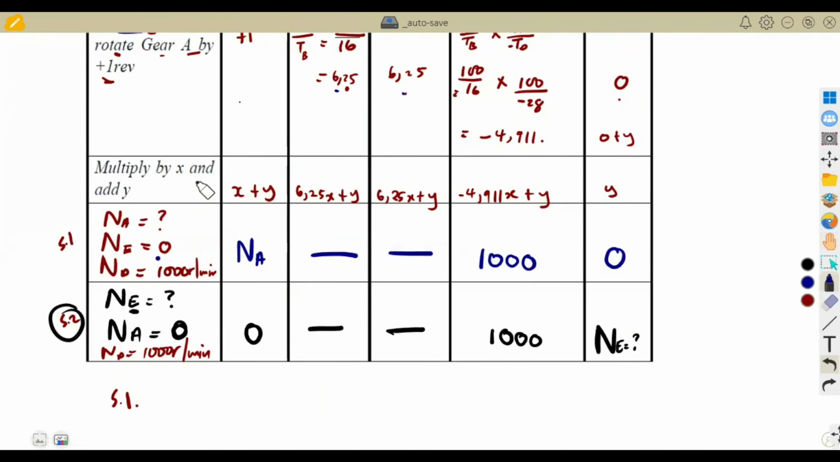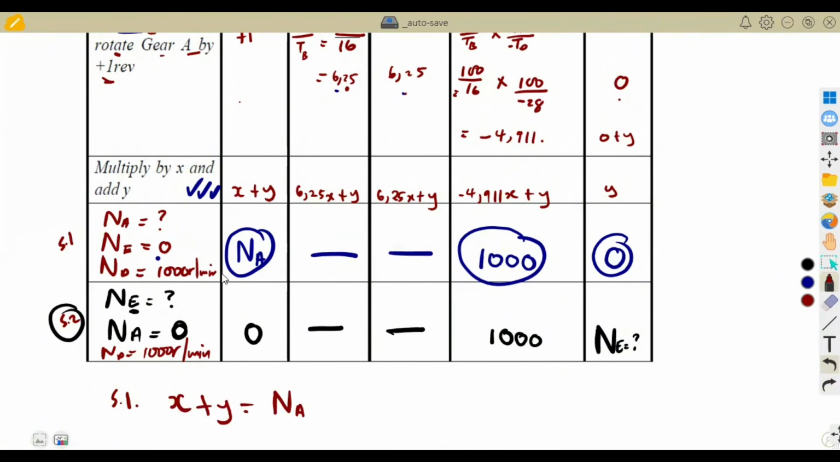So this is it. What you multiplied by x, then added y, is what you equate to 5.1. Remember, I said 5.1. So we are equating to this on 5.1 here. This must be equal to this. All right, x plus y must be equal to what? To NA, the speed at A. So x plus y is equal to NA. So to find the speed of A, we must find x, we must find y.